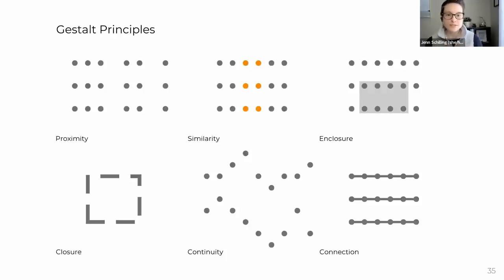So we can use these in DataViz because it's going to help our viewer more easily understand our visualizations when we implement these principles. We can then reduce the cognitive load, or the amount of processing the viewer has to take on to understand the data, because the principles are based on how people naturally interpret and process visual elements.